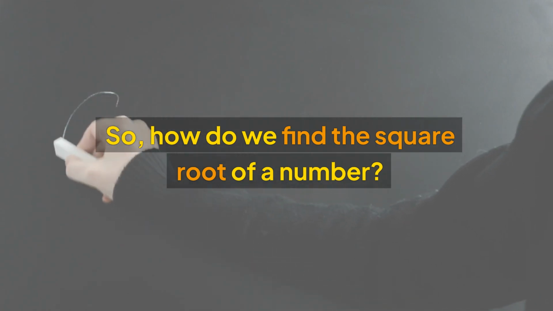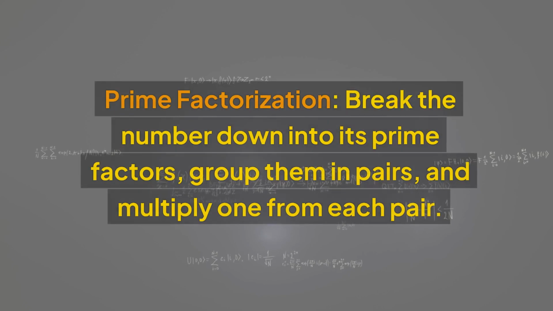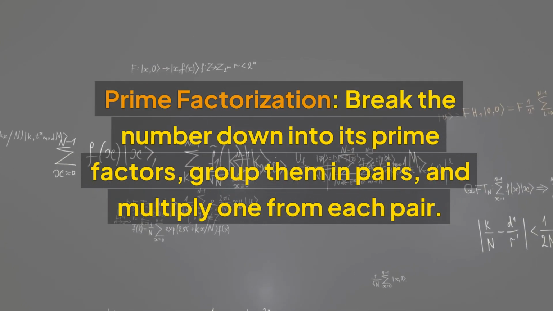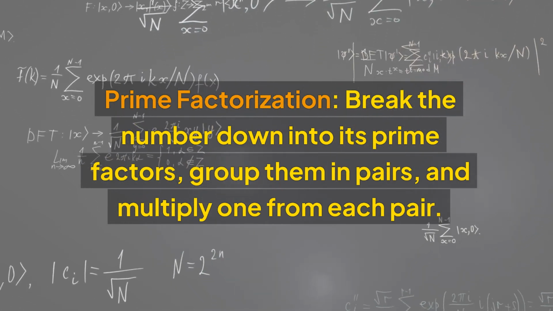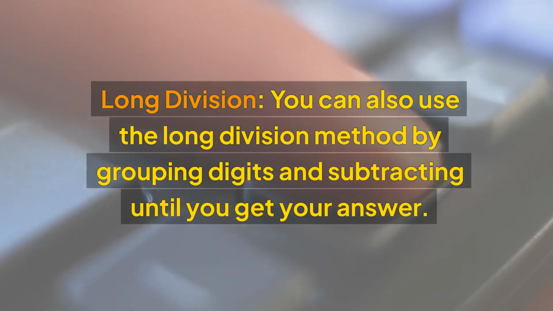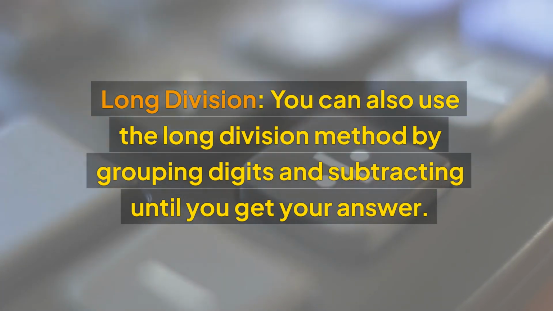So, how do we find the square root of a number? Prime factorization. Break the number down into its prime factors, group them in pairs, and multiply one from each pair. Long division. You can also use the long division method by grouping digits and subtracting until you get your answer.